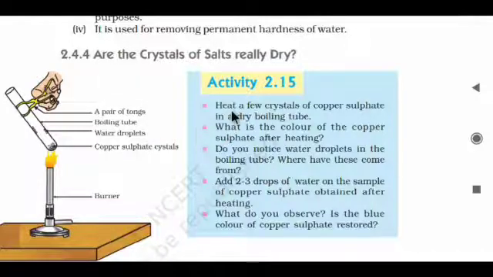Let's see. Heat a few crystals of copper sulfate in a dry boiling tube. What is the color of the copper sulfate after heating? Do you notice water droplets in the boiling tube? Where have these come from? Add 2 to 3 drops of water on the sample of copper sulfate obtained after heating. What do you observe? Is the blue color of copper sulfate restored?